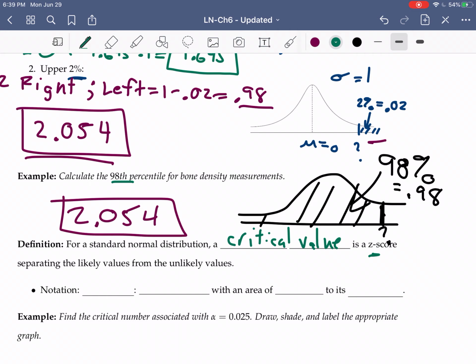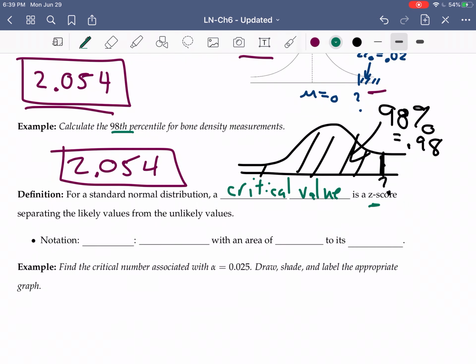So we'll talk about t-distributions and chi-squared distributions, f-distributions, and you can have critical values for those as well. Those critical values you should think of as having a similar feel to what we talk about here. So as you think about this, think about what that might look like in another distribution. All right, so a critical z-value is a z-score that separates likely values from unlikely values.